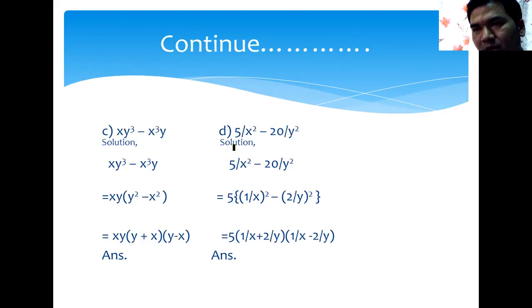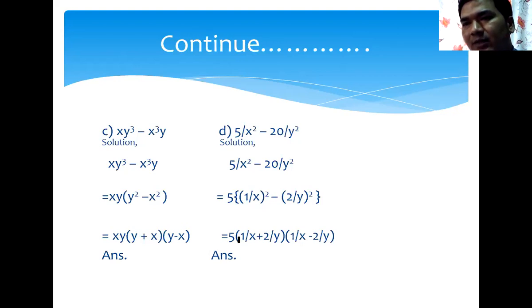Similarly here also, 5 by x square minus 20 by y square. We know there is 5 common, because 20 contains 5 and 4. Taking 5 common, what is left here? 1 by x whole square, and then 4 can be converted into 2 square, because 2 square means 4. So 2 by y whole square. This is a square minus b square, which means (a plus b)(a minus b). Like this we factorize.